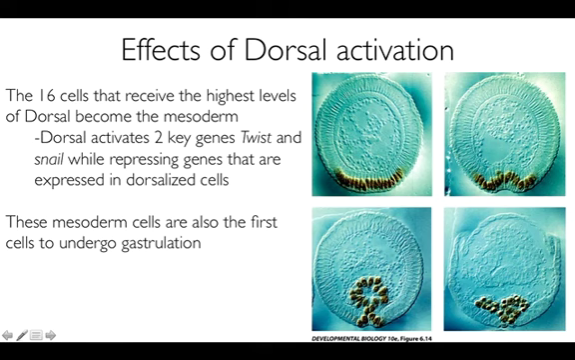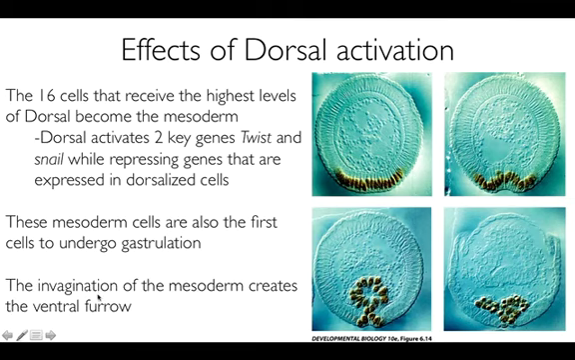These mesoderm cells, these twist-positive cells, are the first to undergo gastrulation. And so this is our first dive into gastrulation in the fly. This process of a flat epithelium of cells forming a little lump inside and eventually pinching off to form a tube is called invagination. The invagination of the mesoderm creates a structure called the ventral furrow.